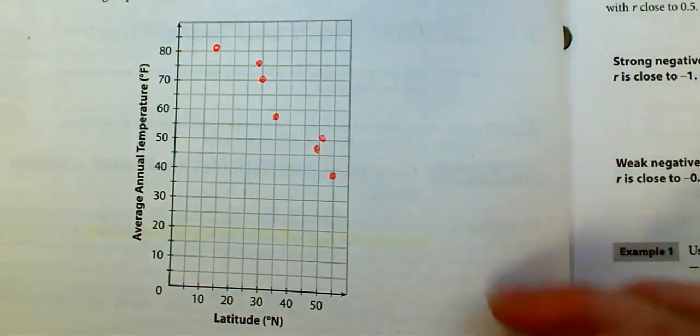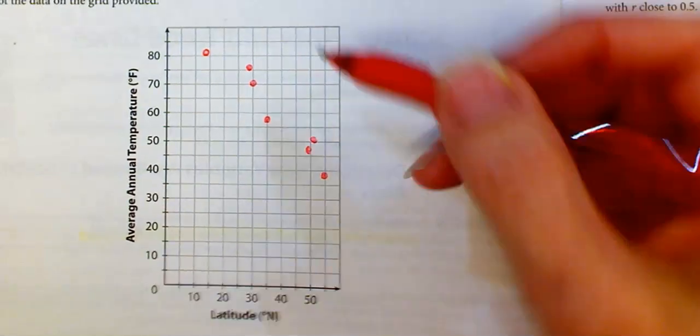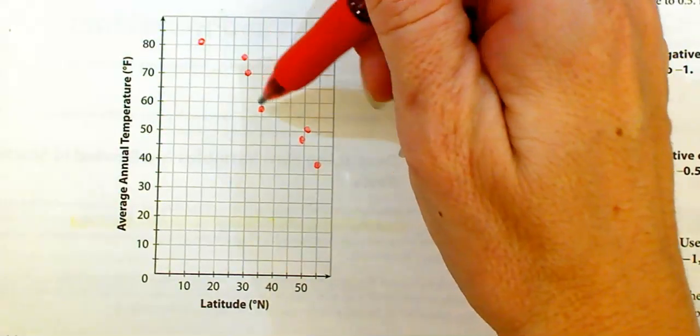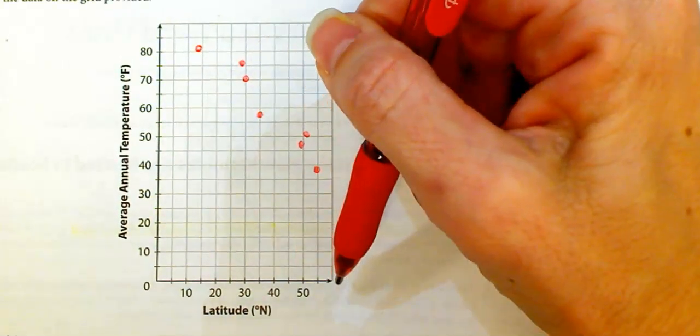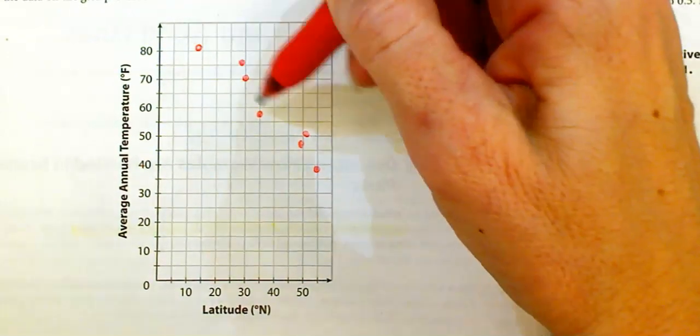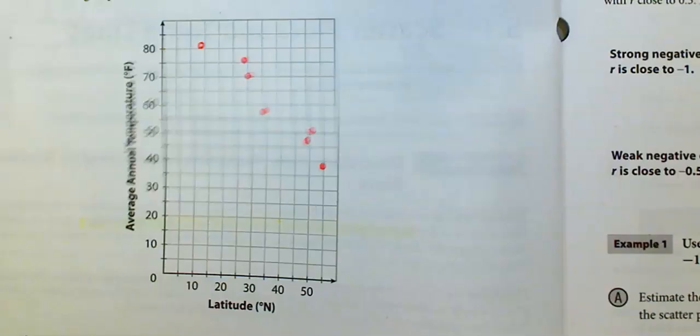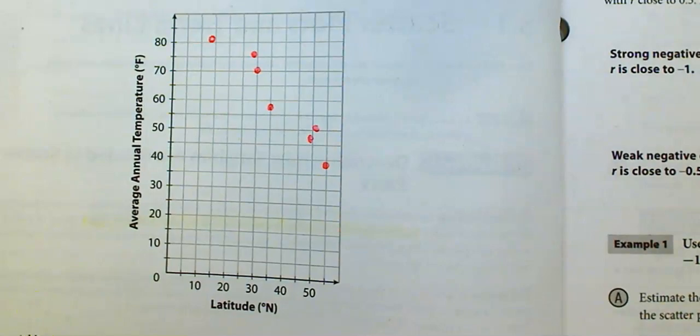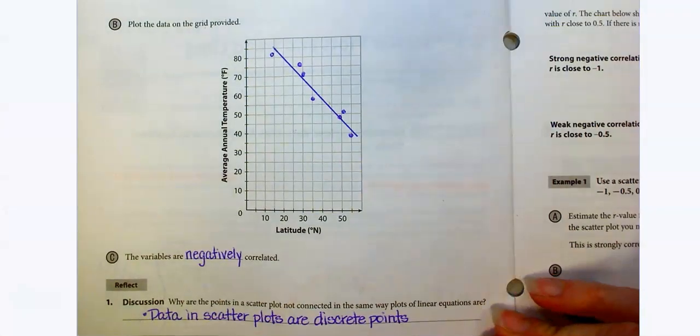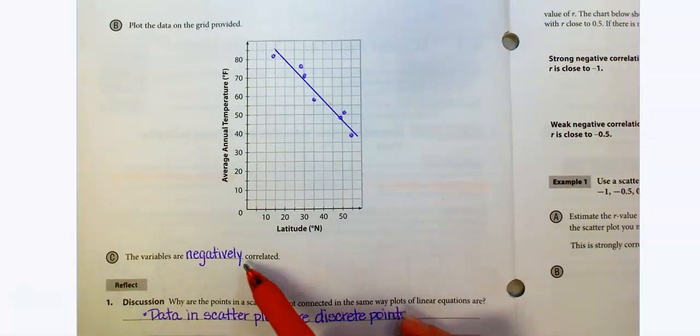Now, looking at those data points, I'm hoping that you guys can see that as the latitude goes up, generally speaking, temperature goes down. So this is a negative correlation. Anyway, the variables are negatively correlated, as I stated.